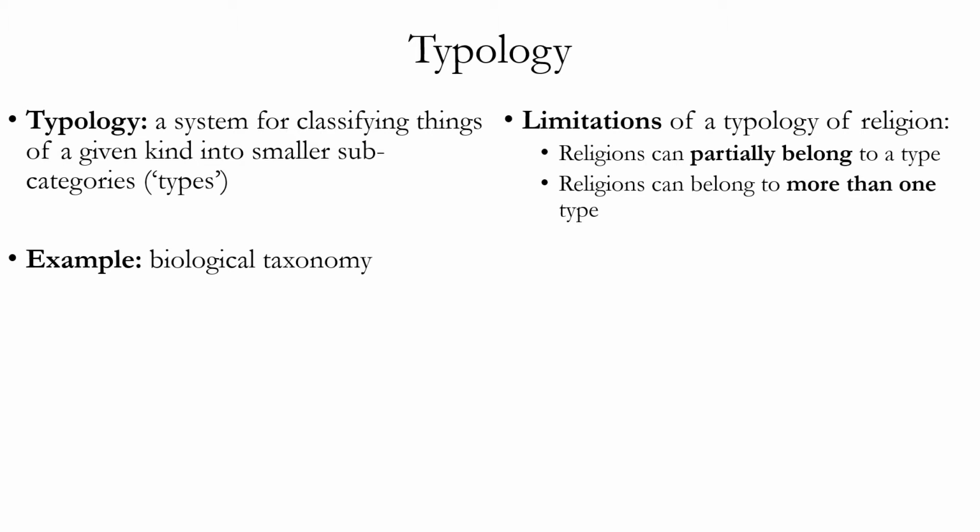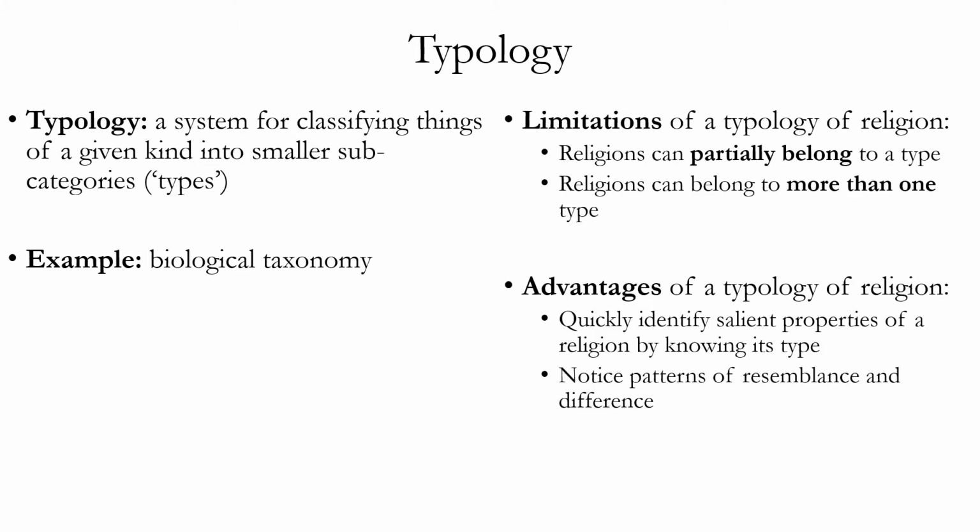Another limitation of our typology is that a given religion, such as Christianity, can belong to more than one type at the same time. They're not absolute categories such that at most one could apply. So Christianity, for example, is a prophetic religion, is a scriptural religion, is also a missionary religion. And there can be types of Christianity that are fundamentalist.